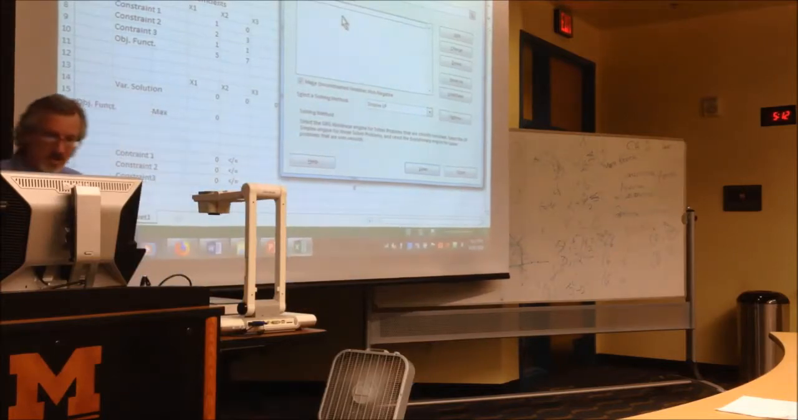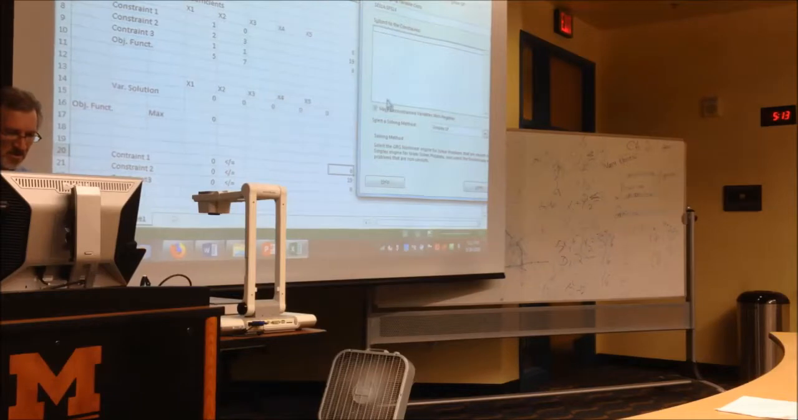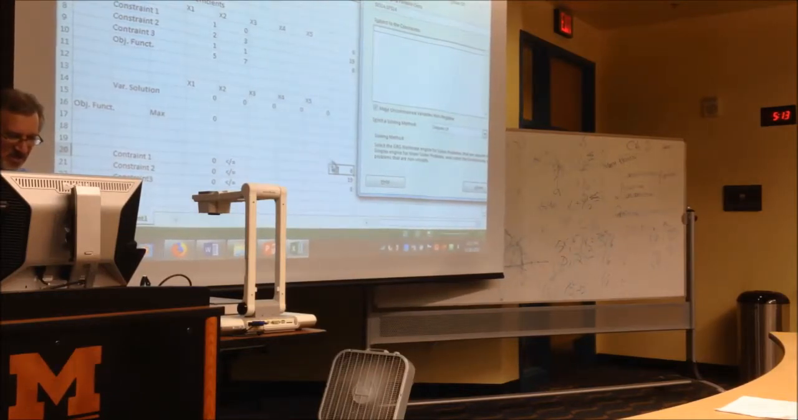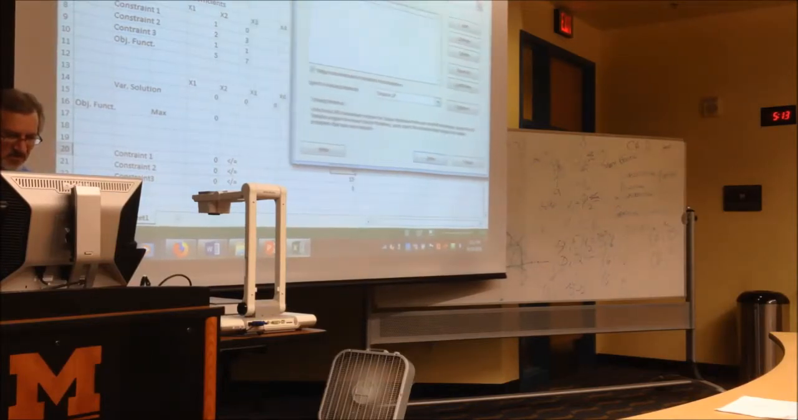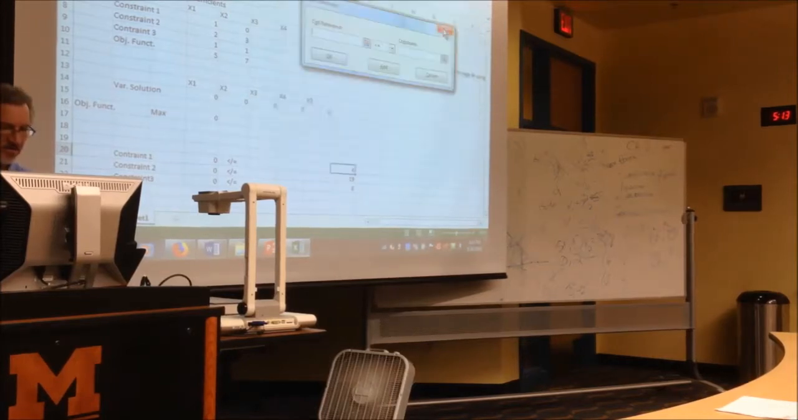Let me get this out of the way. Everybody see it? So we're going to do the first constraint, which is this cell location and that cell location. Right there. Add constraint. Reference cell. Where's the left side of that constraint? It is right there. The first one is E20.